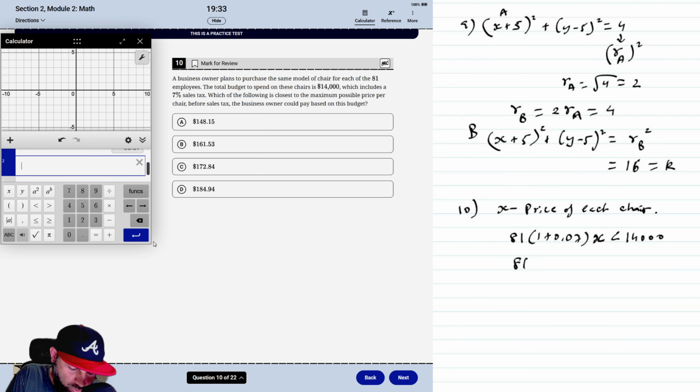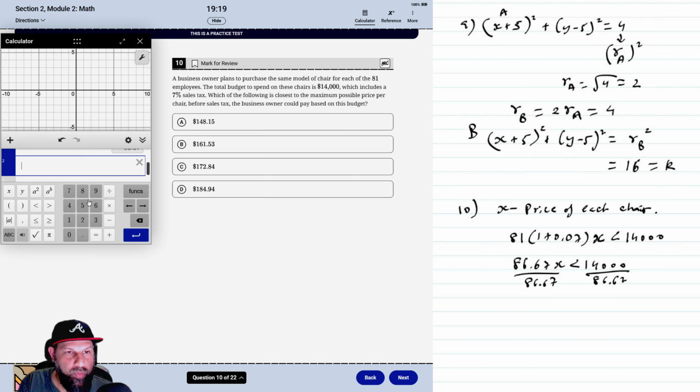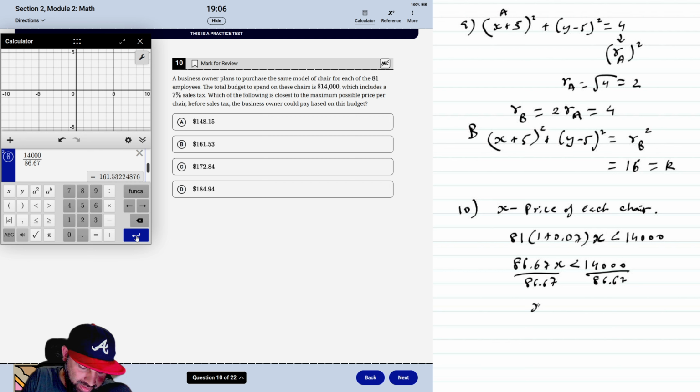which is going to be 86.67. So 86.67x should be less than 14,000. So we will divide both sides by 86.67, and we will get 14,000 divided by 86.67. And that comes out to be, so x has to be less than 161.532.